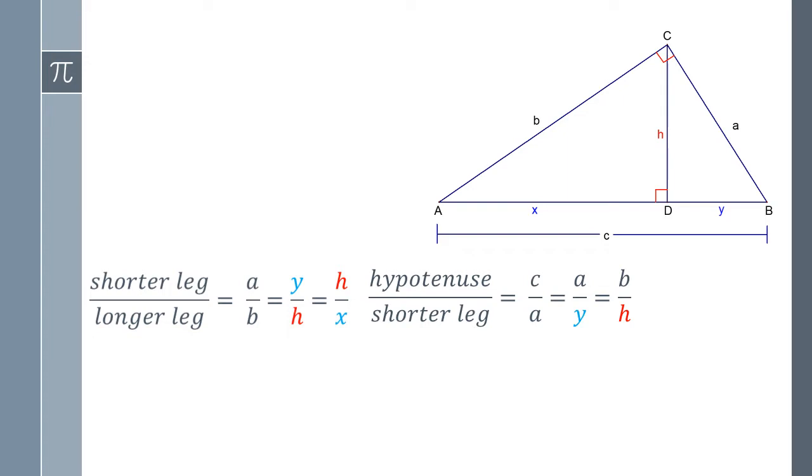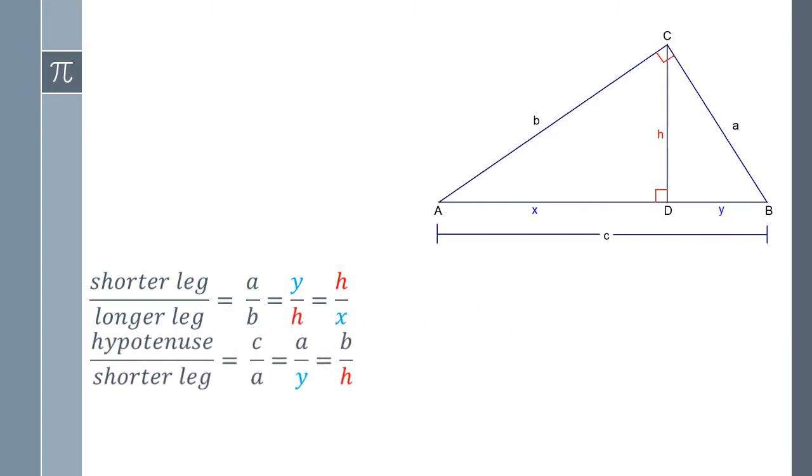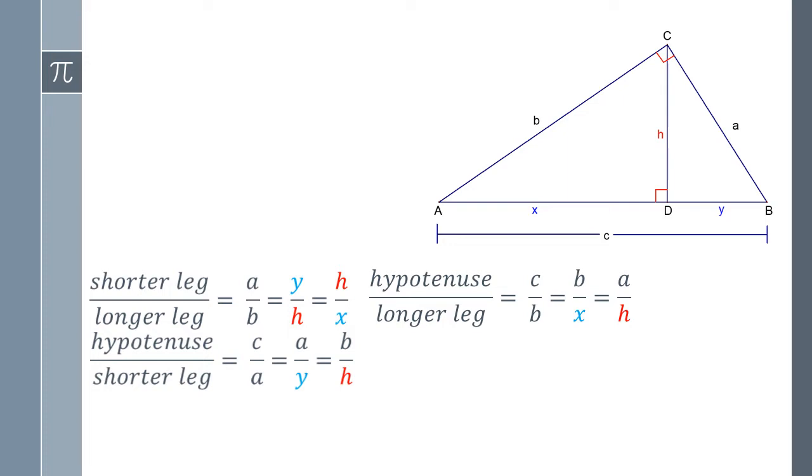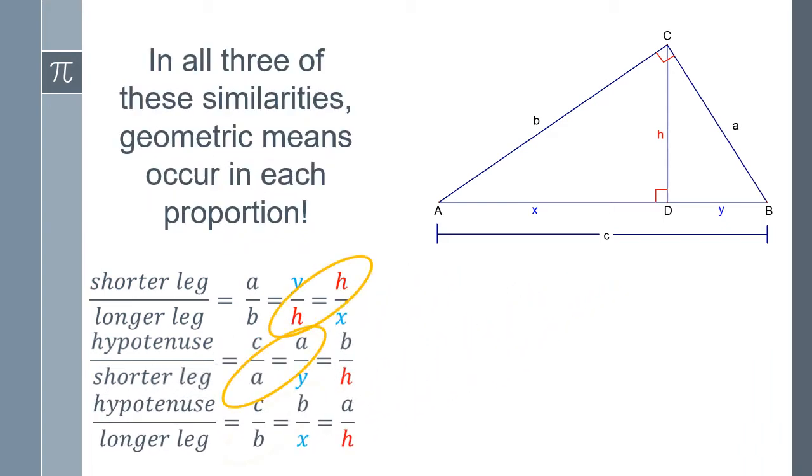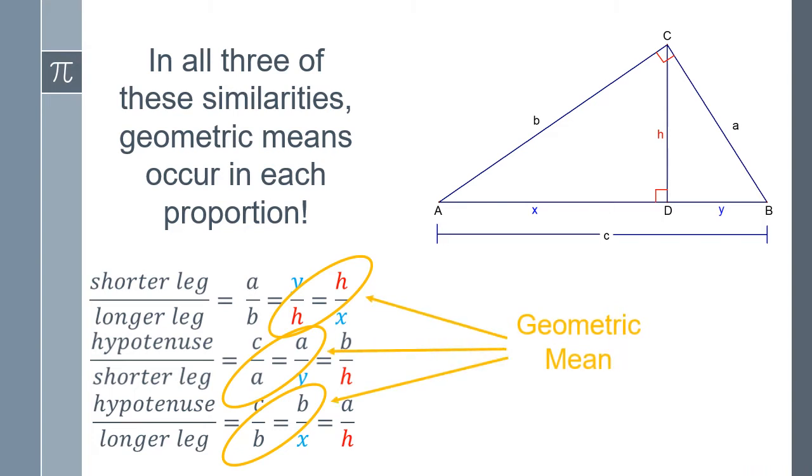Okay, slide that over, and let's compare the hypotenuse to the longer leg. So in the large triangle, that's c over b. In the mid-sized triangle, that's b over x, and in the small triangle, that's a over h. So in all three of these extended proportions, we have a geometric mean.